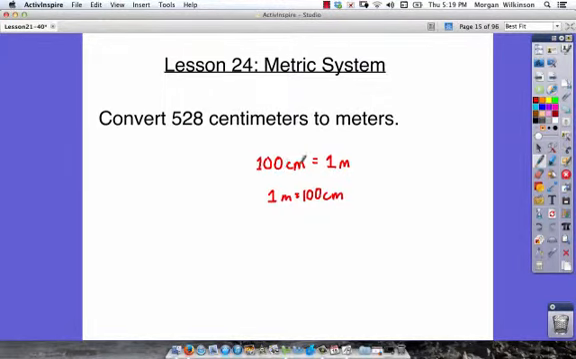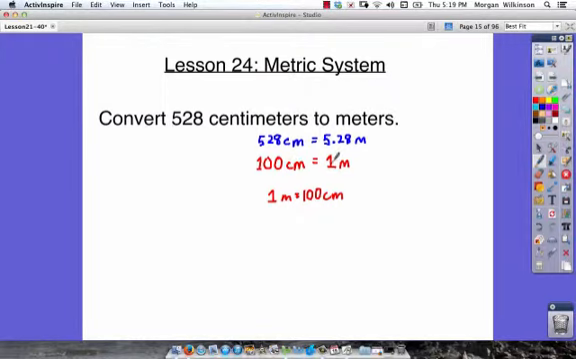So if we have 528 centimeters and we want to convert that to meters, well, we know 100 centimeters is equal to 1 meter. So 528 centimeters, if we wrote it on top here, well, if 100 centimeters is 1 meter, then 528 centimeters must be 5.28 meters.